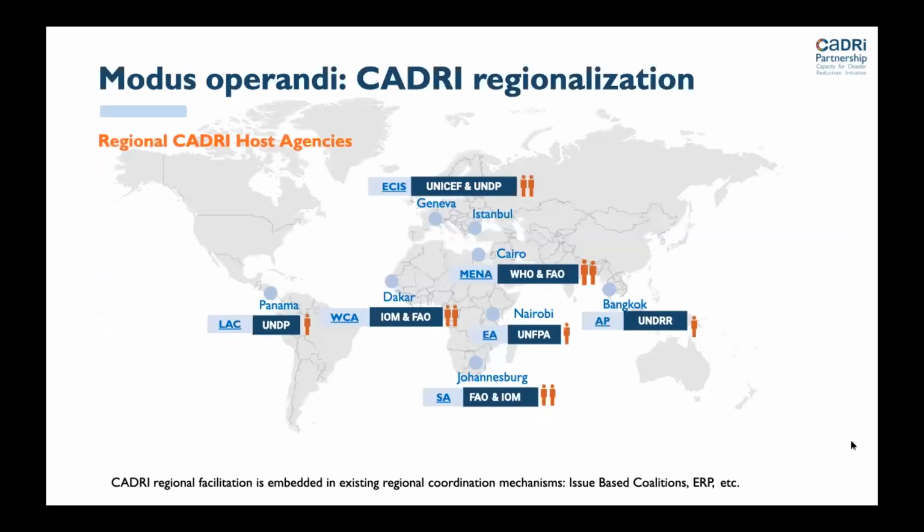How do we work globally? Basically, CADRI has a structure that works through all these different regions around the globe, and basically they work through the regional centers, and CADRI counts with a focal point in each one of the regions. In the case of Latin America and the Caribbean, UNDP is the focal point for the CADRI initiative.